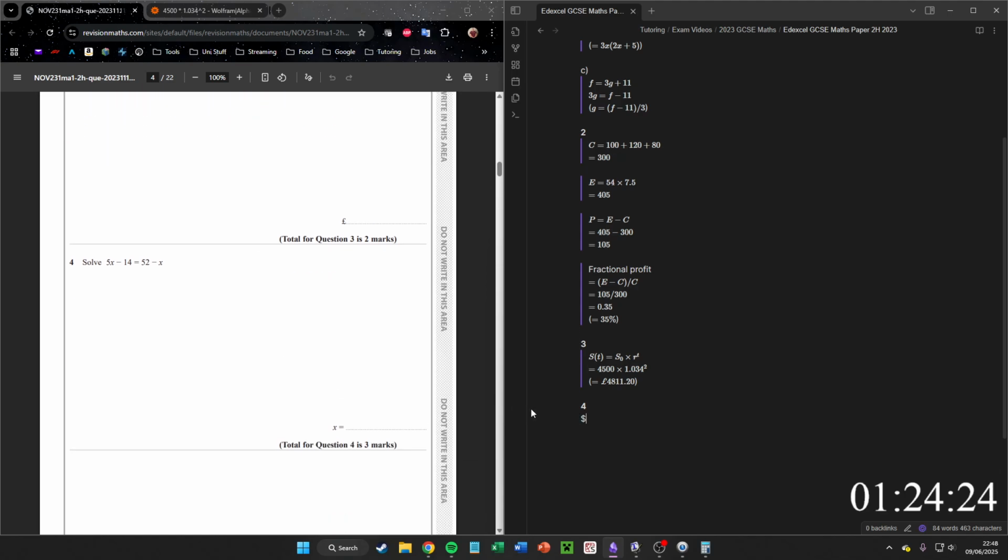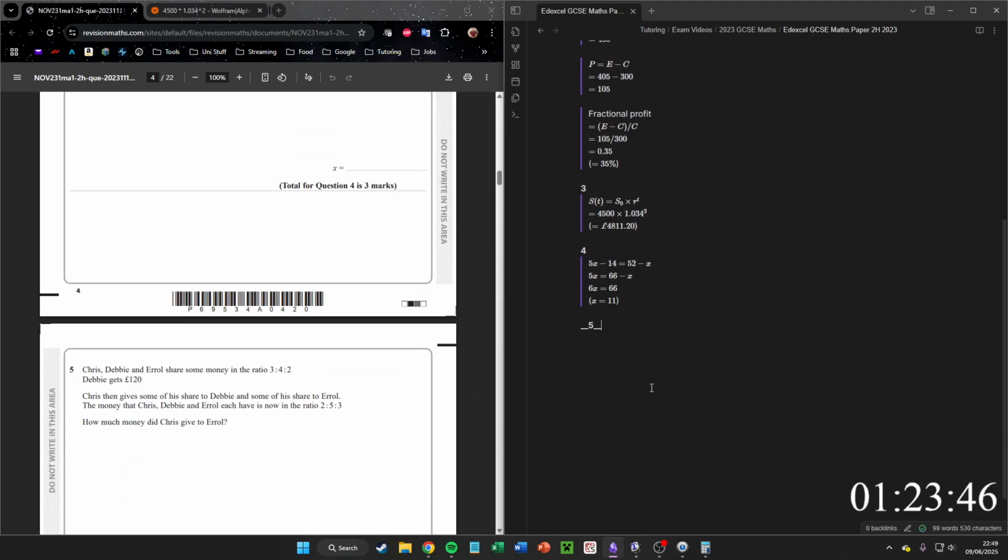Question 4 is to solve 5x minus 14 equals 52 subtract x. We just want to get all of our x's on the same side, all of our non-x's on the other side. So first of all, we'll add 14 to both sides. So that's 5x is equal to 66 minus x, and then we will add x to both sides. 6x equals 66, and then just divide both sides by 6, so x equals 11. And that's my final answer. For some reason I keep missing the open bracket button, but there we go.